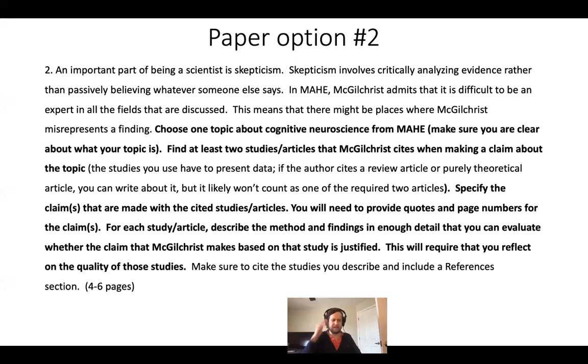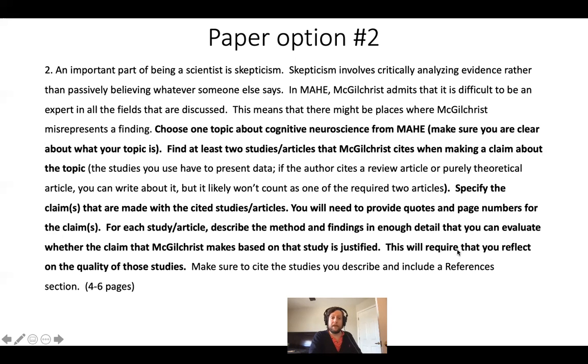So McGilchrist says, I'm just giving the same example over and over again, the left hemisphere is important for blank kind of attention, the right hemisphere is important for this other type of attention. And you read the articles and then you need to discuss, are the claims that he's making about hemispheric differences in attention actually supported by the articles that he's citing? Do I agree that the data in these articles support the conclusions that McGilchrist is making about them?